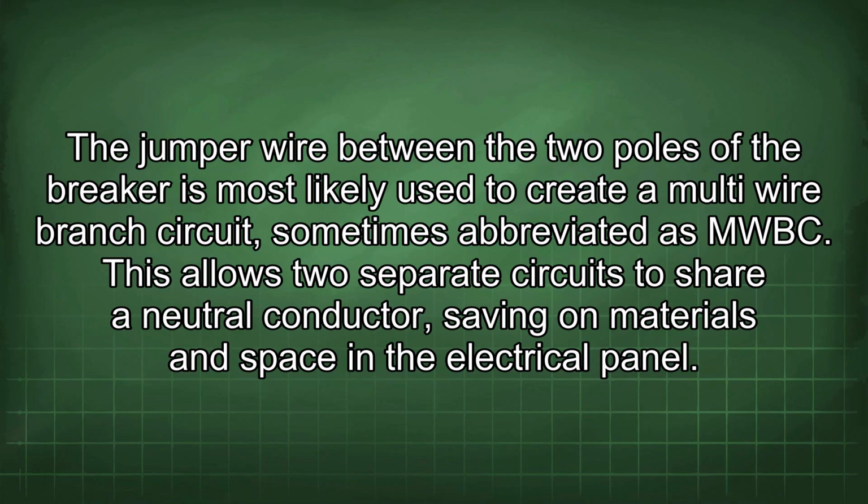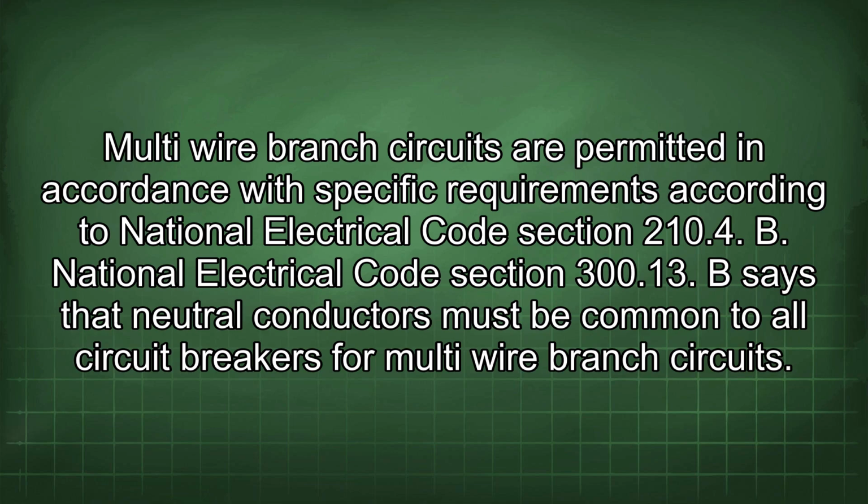The jumper wire between the two poles of the breaker is most likely used to create a multi-wire branch circuit, sometimes abbreviated as MWBC. This allows two separate circuits to share a neutral conductor, saving on materials and space in the electrical panel.